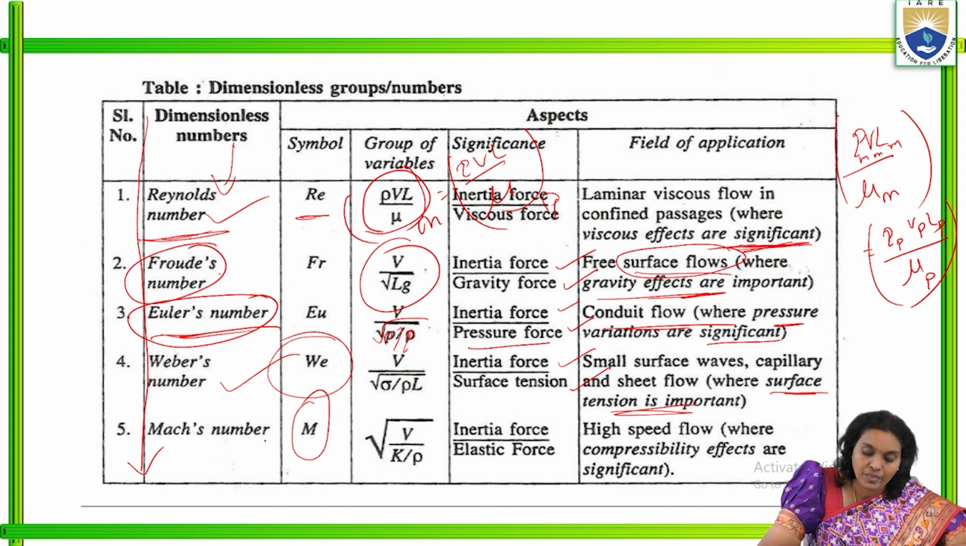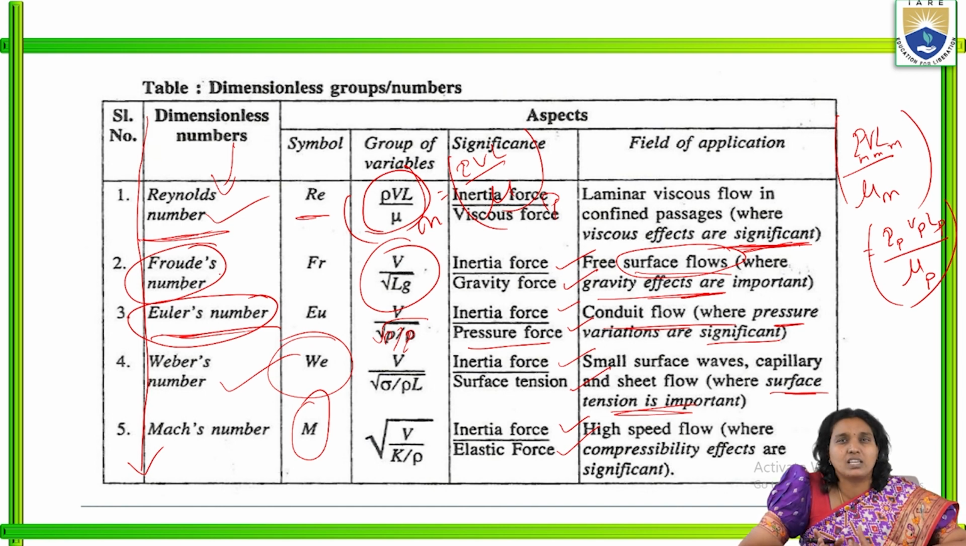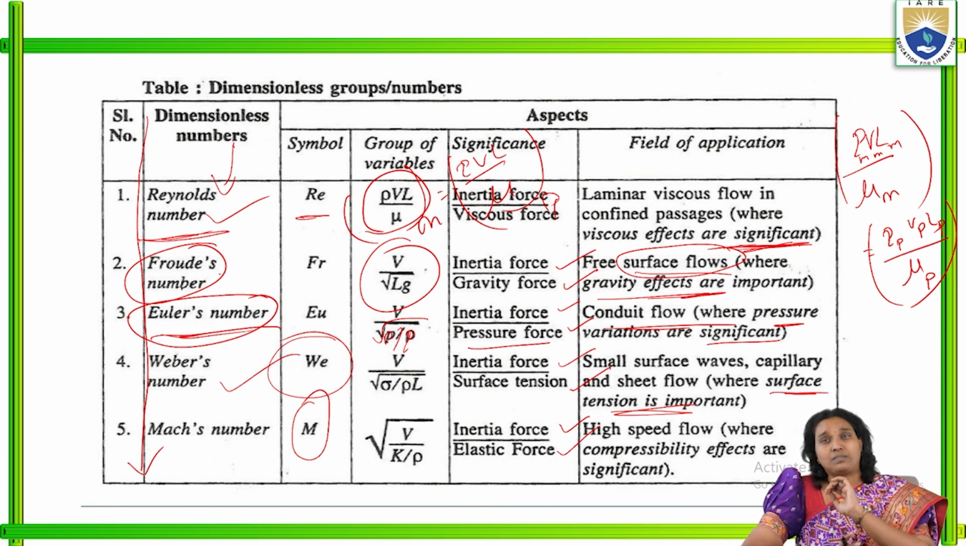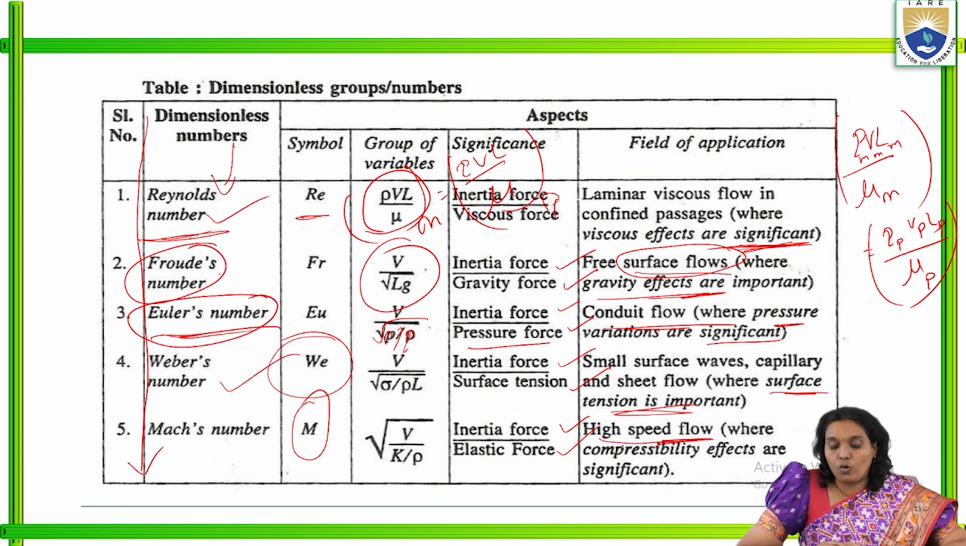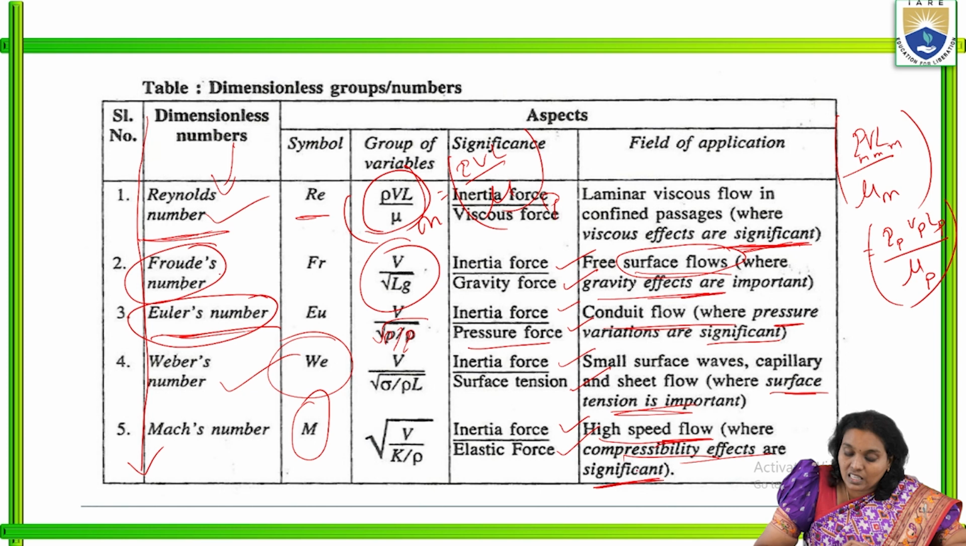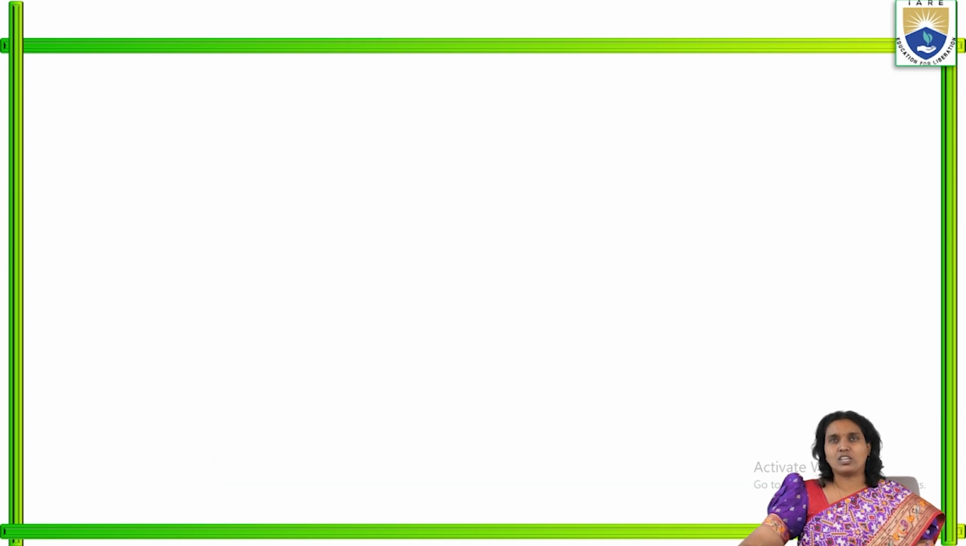The next one is the Mach number. It is inertia to elastic force. So inertia to viscous is Reynolds, inertia to gravity is Froude, inertia to pressure is Euler's, inertia force to surface tension force is Weber's number, and inertia force to elastic force is Mach's number. The Mach number is for high speed flow where compressibility effects are significant. In such situations we use Mach's dimensionless number. These are all dimensionless numbers. Like this we understand the dimensionless groups.